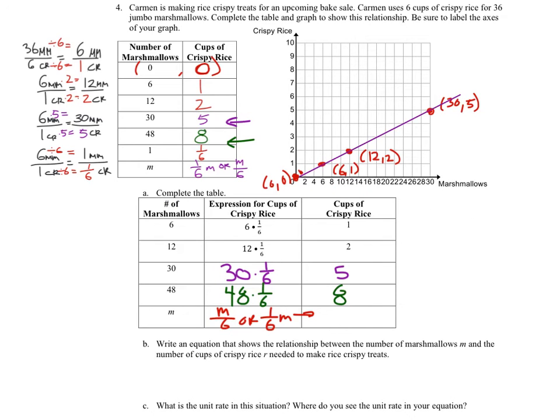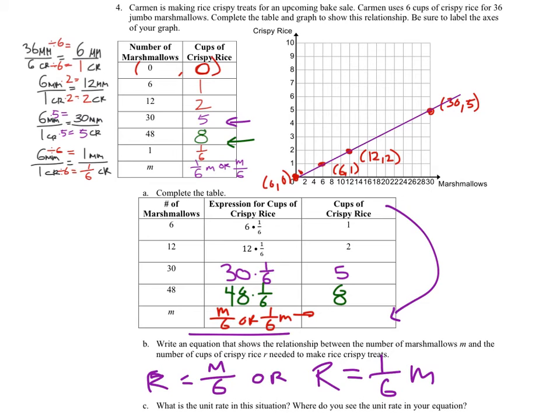Write an equation that shows the relationship between the number of marshmallows and the number of crispy rice cups needed to make Rice Krispie treats. Well, we can see right up in here the number of crispy rice cups, which is R in this case. Just put R. R equals either one of these, so you could put marshmallows divided by 6, or the number of cups of crispy rice is 1/6 times the number of marshmallows.